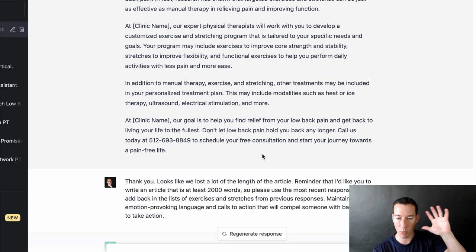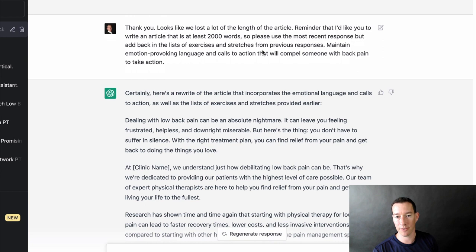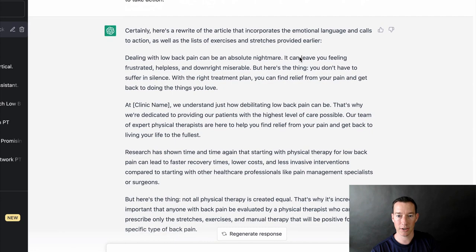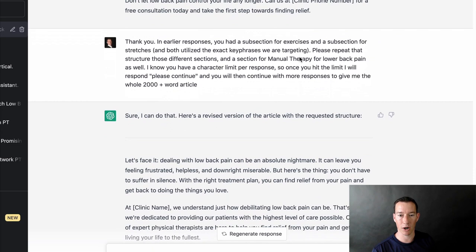So again, I said, looks like we lost a lot of the length. Reminder that I want this at least 2,000 words, and please add in the list of exercises and stretches from before. And it said, yeah, certainly, here you go. And then finally, we start to get pretty close to where I want to be.